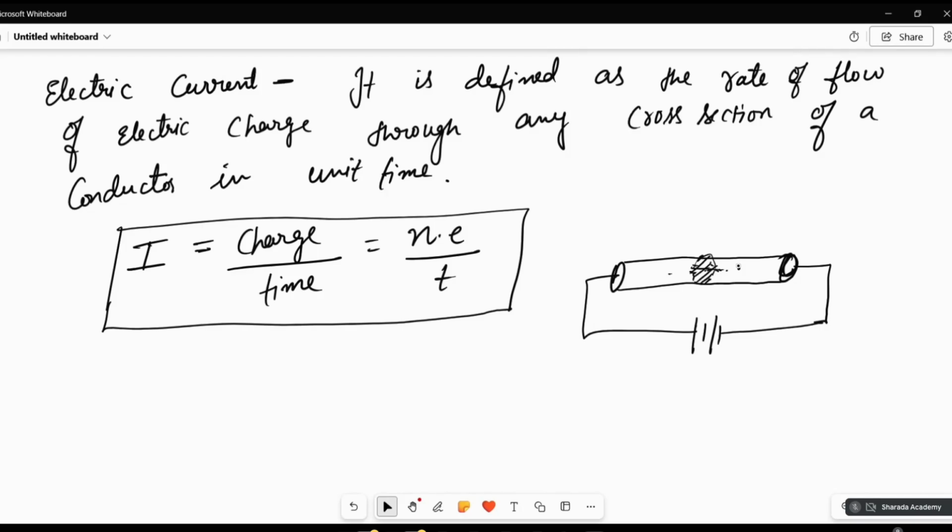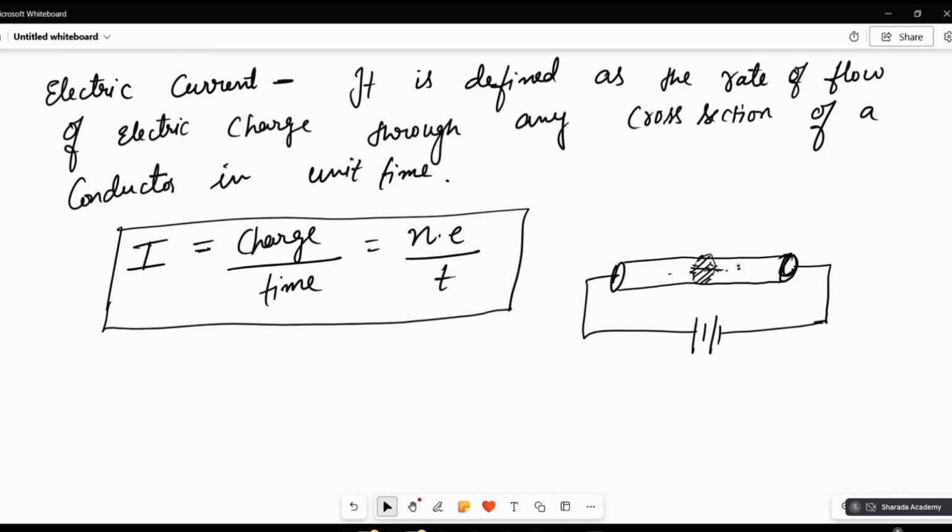Again I repeat, cross-sectional area means, one wire is there, if I cut that wire, there will be a circle. That is the area of that. How much total charge will pass through it for one particular unit of time? That we call current. How do you calculate the total charge? The electron charge is 1.6 into 10 to the power of minus 19 into the number of electrons. That gives the total charge, and for how much time it passes through, that we call current. Usually the time is considered in seconds.